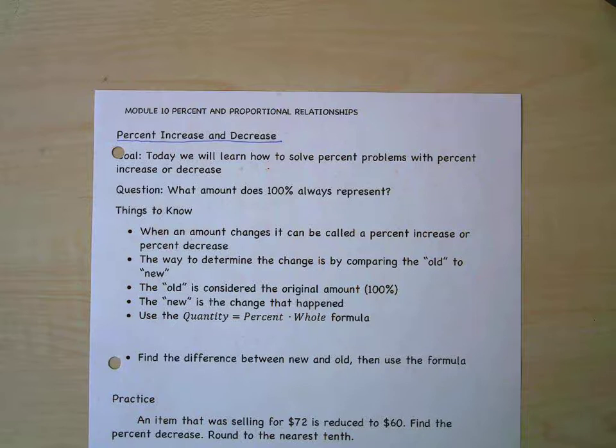The question that I want you to be thinking about is, what amount does 100% always represent? There are some things that you need to know when trying to determine this. When an amount changes, it can be called a percent increase or a percent decrease. Percent increase means that the amount that you have will be larger, and a percent decrease means that the amount that you have has become smaller. And so it's your job to figure out what's happening.